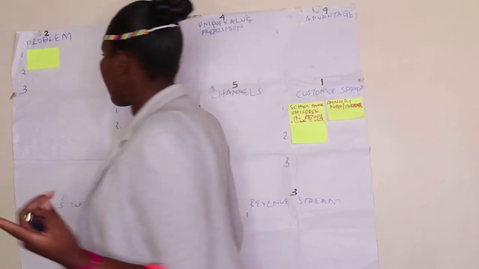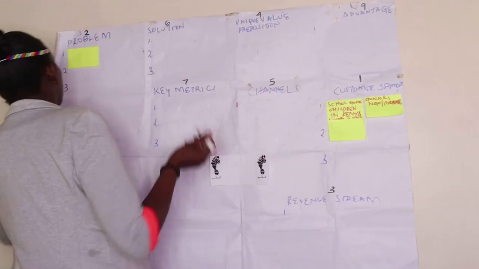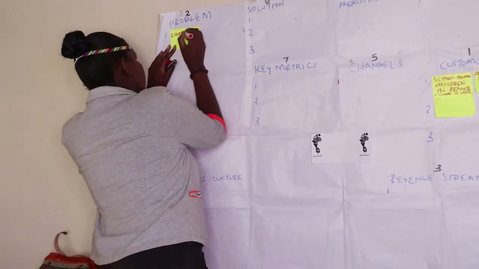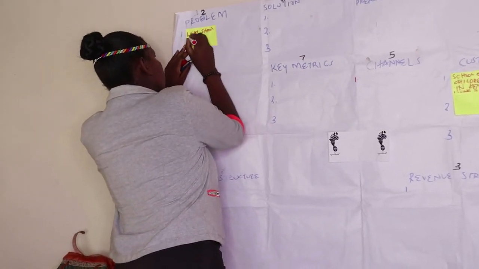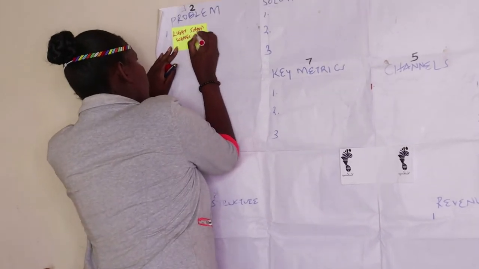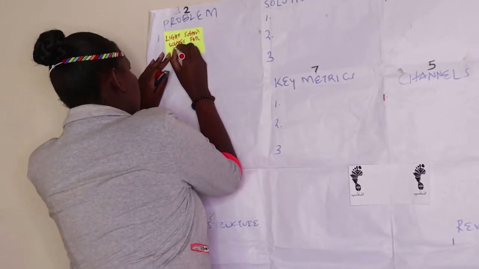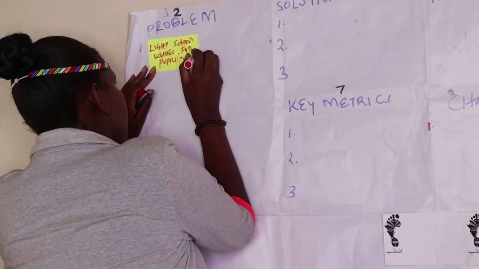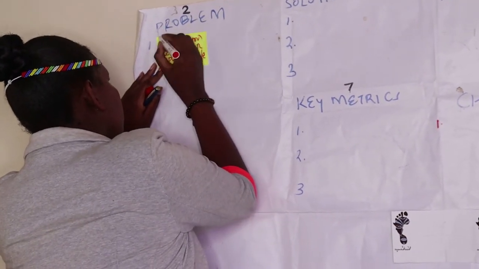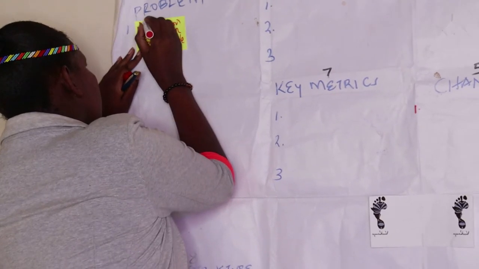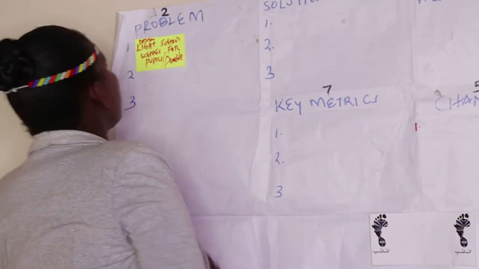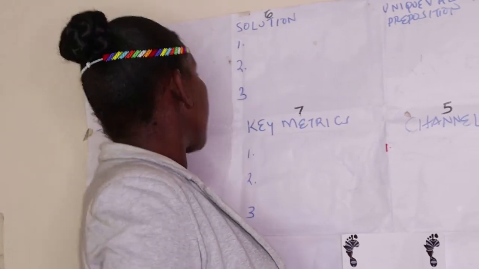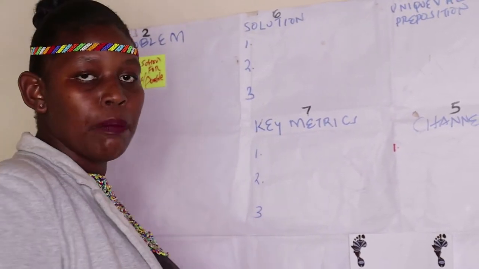So, let's tackle a single problem. Let's work with what? Light school shoes. School shoes for pupils. So these are people in primary schools. And make it what? Durable. So the problem is to design light school shoes that are light and durable for school-going children. That's the problem parents have been complaining about for a while.